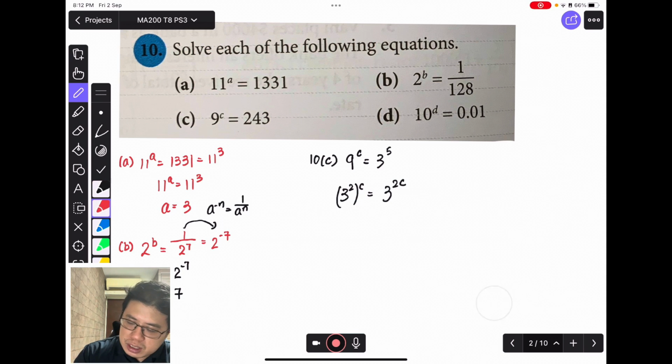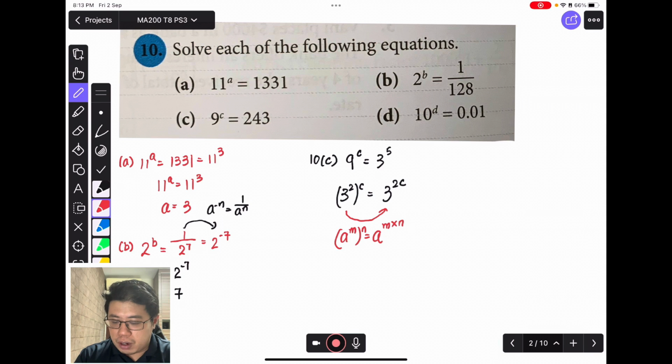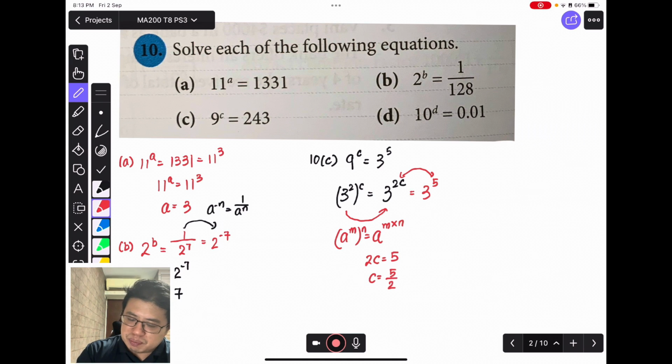So law of indices tells us that if we have a to the power of m bracket n, this is the same as a to the power of m multiplied by n. Okay, so 3 to the power of 2c is equals to 3 to the power of 5. Equating these two, it tells us that 2c is just equals to 5, and therefore c is equals to 5 over 2.